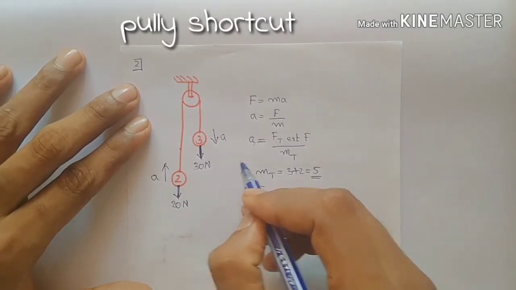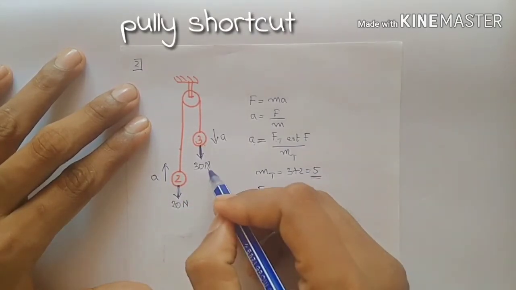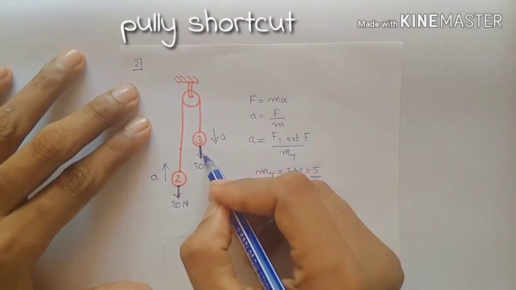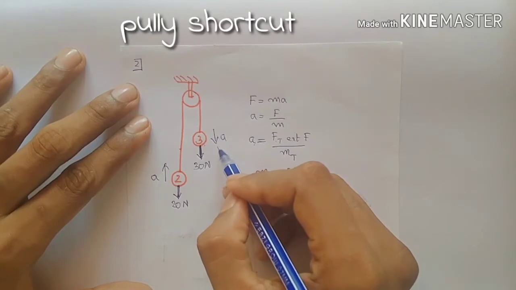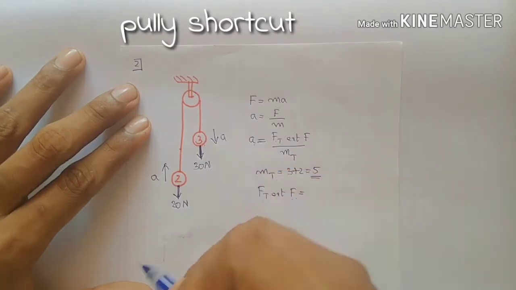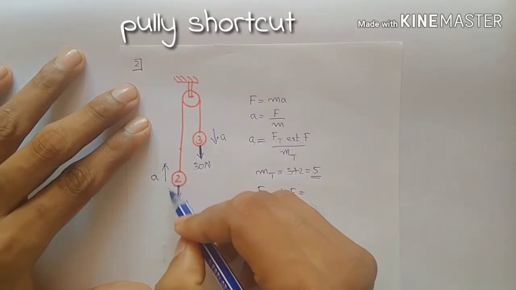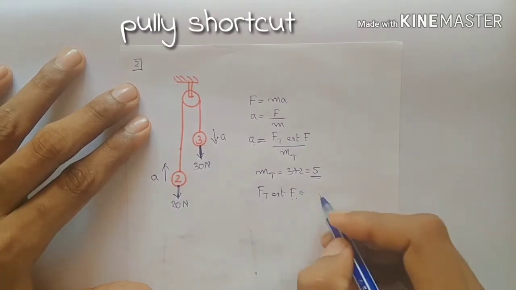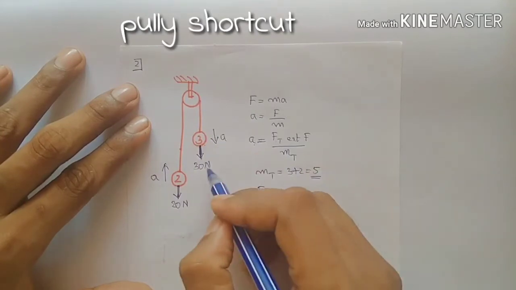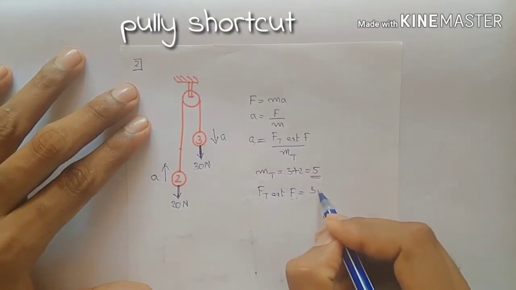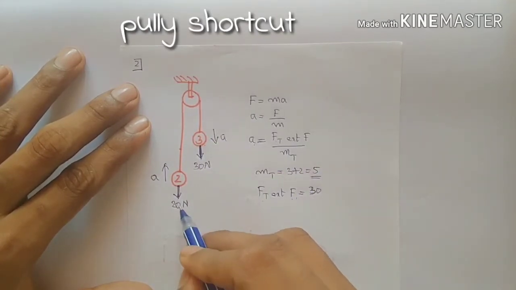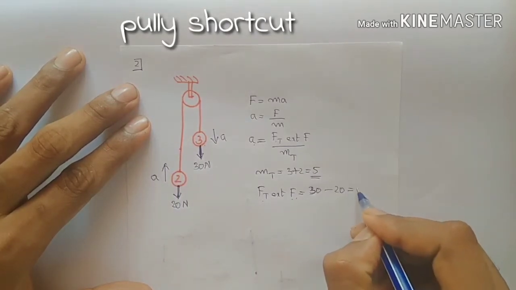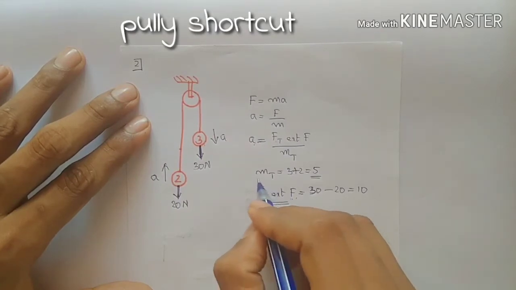Then the net external force. Should I take 30 plus 20? There's a rule for that. If the force is in the direction of acceleration, we have to take it as positive. If the force is in the opposite direction of acceleration, then that force has to be negative. So the net external force in this situation: this 30 Newton is in the direction of acceleration, therefore plus 30. This 20 Newton is in the opposite direction of acceleration, therefore minus 20, that is equal to 10. The net external force is 10, the total mass is 5.